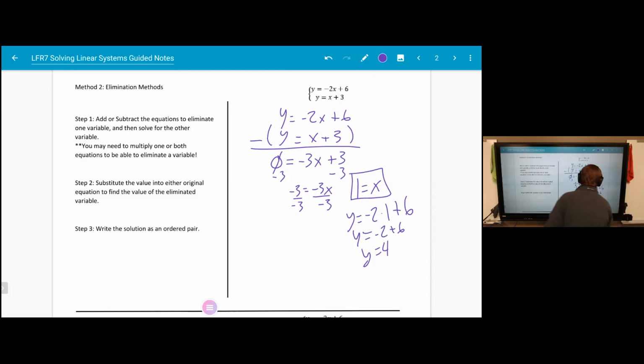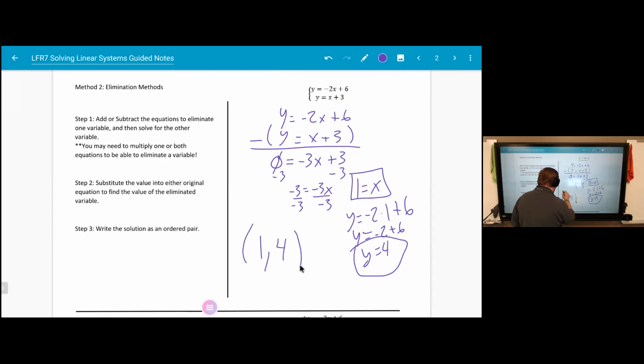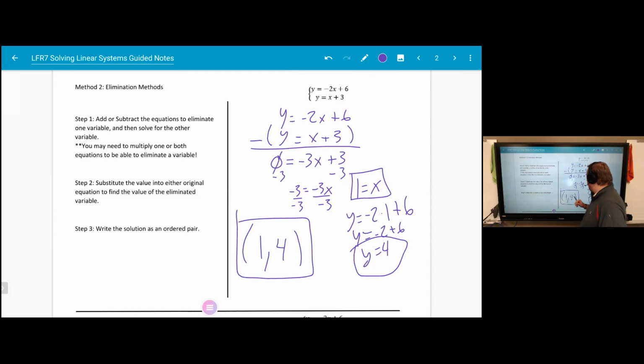Write the solution as an ordered pair. X is 1, y is 4. Where have I seen that before? Even as bad as I did on the graphing, I kind of was able to figure it out. It was 1 comma 4. That's kind of cool. That's how you do elimination.